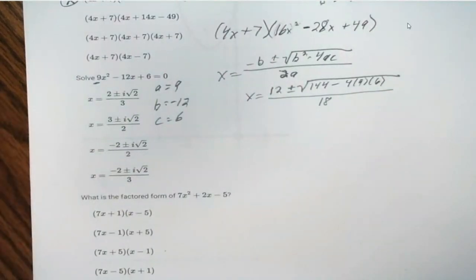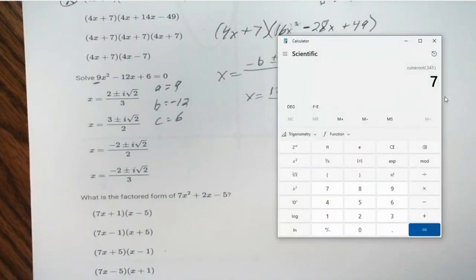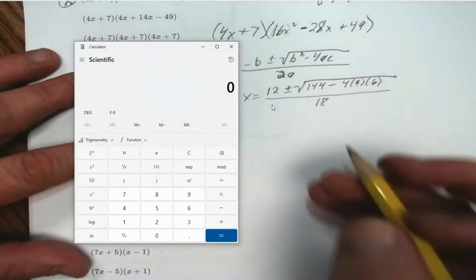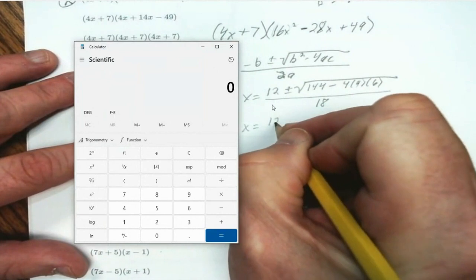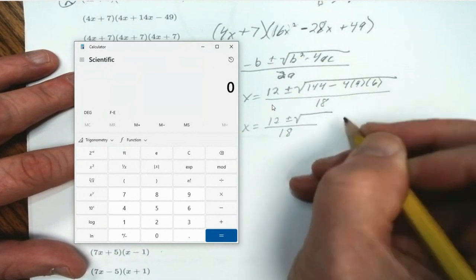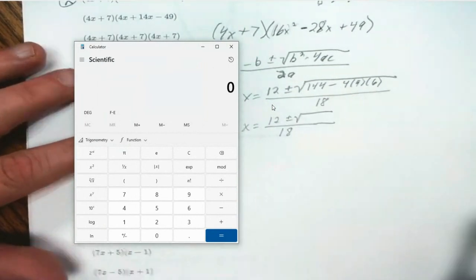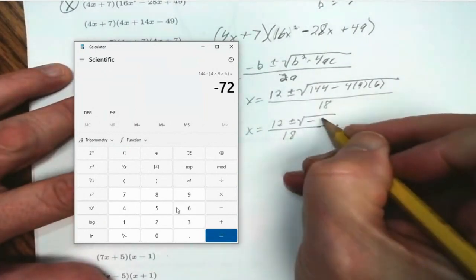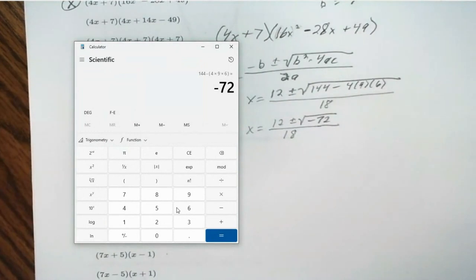Okay, we're going to want that calculator back now. So let's bring the calculator, and we're going to calculate. First, let's just write this. X equals 12 plus or minus over 18. And let's calculate what that underneath the square root part is. 144 minus, and I'm going to put all this in parentheses so it multiplies everything together, 4 times 9 times 6, parentheses. Negative 72. All right, so we need to simplify that now.